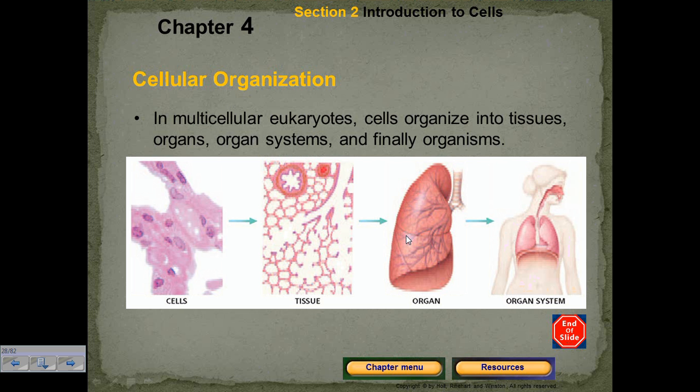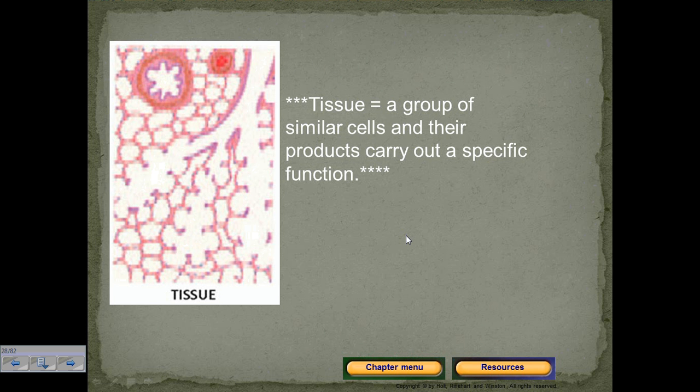Back to the notes. So, here we go. So you guys remember, groups of cells make up tissues, tissues make up organs, organs make up organ systems, and then all those organ systems make up the organism, right? So that's how organization works in a multicellular organism. So, just to refresh, remember tissue is a group of cells all working together to carry out a specific job.